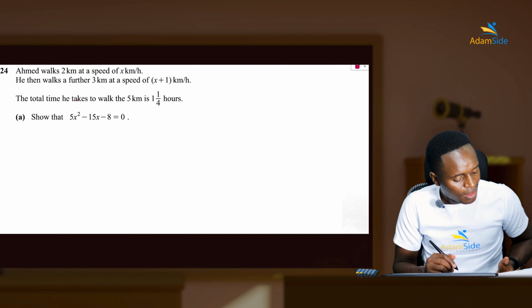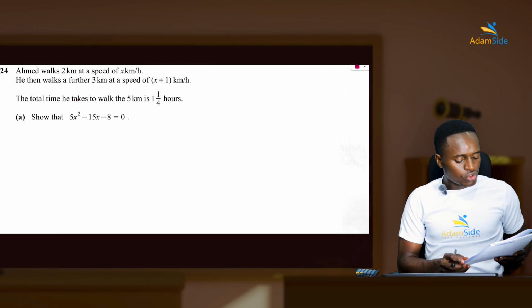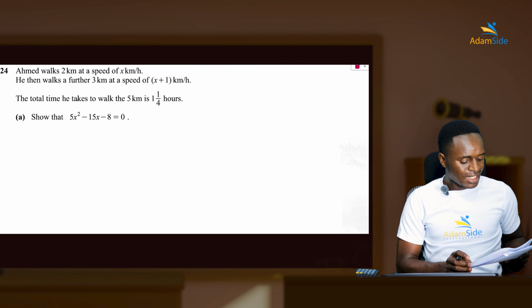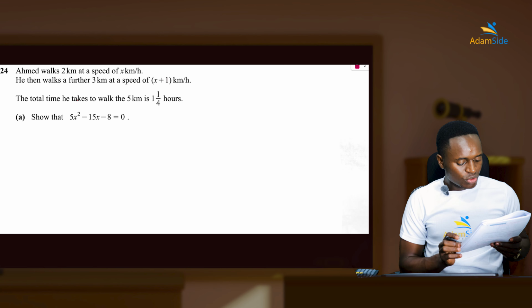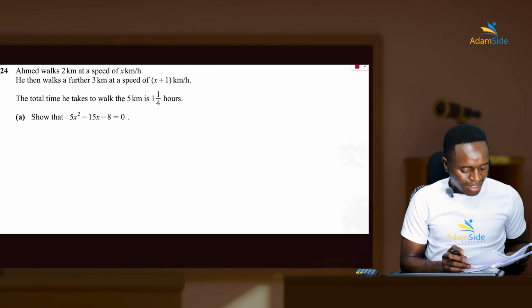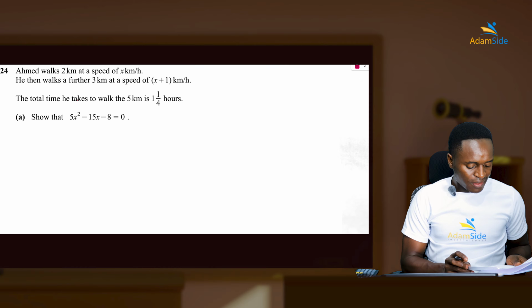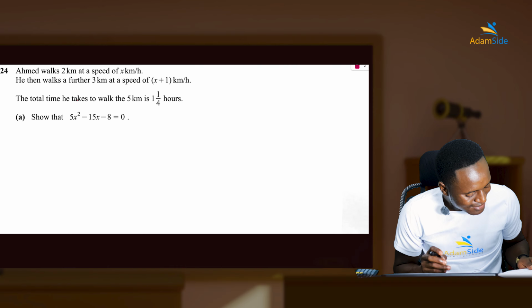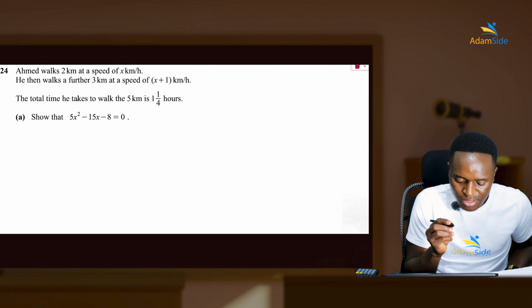Question 24. Ahmed walks 2 kilometers at a speed of x kilometers per hour. He then walks a further 3 kilometers at a speed of x plus 1 kilometers per hour. The total time he takes to walk the 5 kilometers is 1.25 hours. Show that 5x squared minus 15x minus 8 is equal to 0. This is very, very simple. So, in other words, we just need to find time for each. We have been given speed.